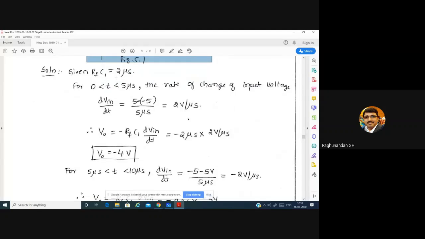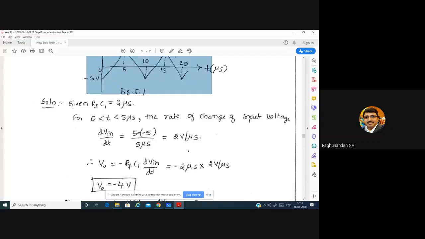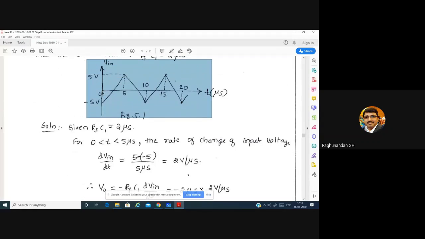So now RC is equal to 2 microsecond. It is going to tell the time period. So from 0 to 5 is the variation we are looking at. The variation is from -5 to +5. So we have the formula again for dVin by dt. It is going to tell the change in input voltage with respect to change in time. Change in input voltage means the variation in the input voltage within a particular time duration. The variation is happening from -5 to +5.